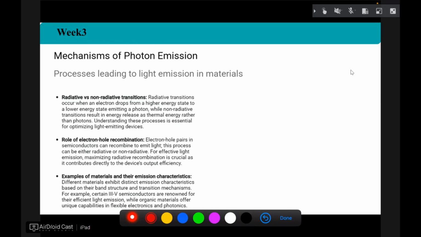Now, what are the processes that lead to light emission in materials? There are various transitions: radiative versus non-radiative transitions. Radiative transitions occur when an electron drops from a higher energy state to a lower energy state, emitting a photon, while non-radiative transitions release energy as thermal energy rather than photons. Understanding these processes is essential for optimizing our light emitting devices. Then we will talk about the role of electron hole recombination.